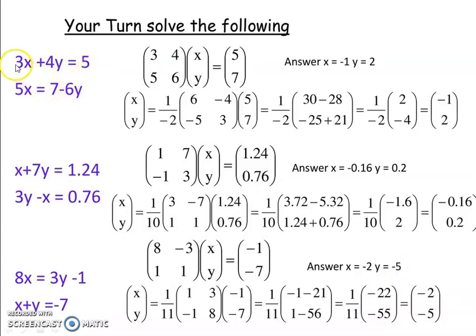One more example, 3x plus 4y is equal to 5, 5x equal to 7 minus 6y. 3x plus 4y is equal to 5 is in a linear format, but 5x equal to 7 minus 6y is not. So we have to move minus 6y to this side, so it goes to plus, and 7 remains the same. So the matrix of the left hand side is 3, 4, 5, 6 and 5 and 7 the constants.